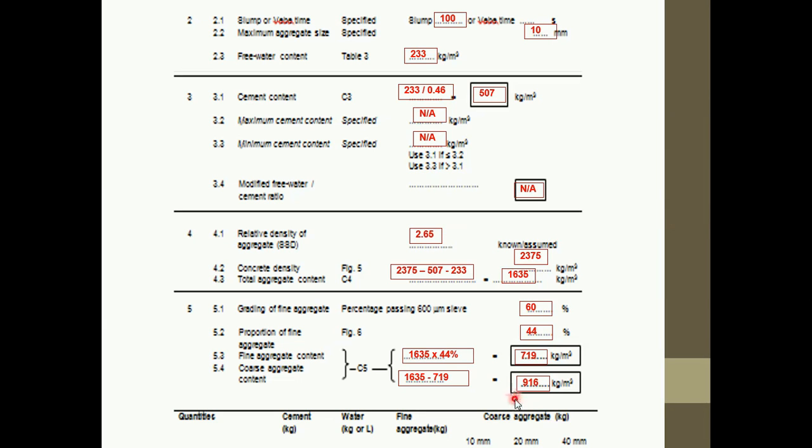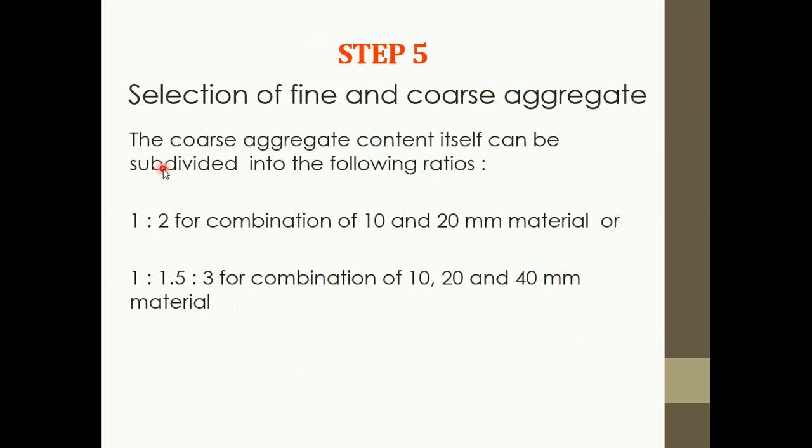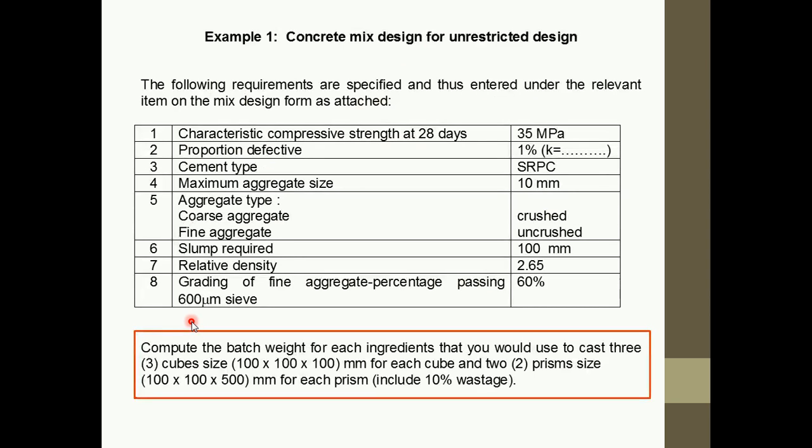So basically we already calculated all the required ingredients to mix concrete. The selection of fine and coarse aggregate can be subdivided. Let's say we are going to use two sizes of coarse aggregate, then you can use the ratio 1:2, or if you use 3 sizes of aggregate, then you can use this combination. So back to our design example.